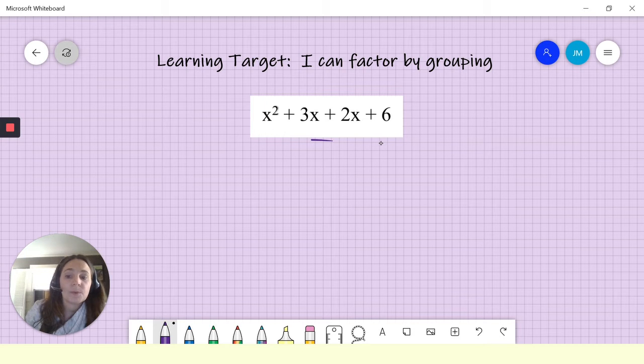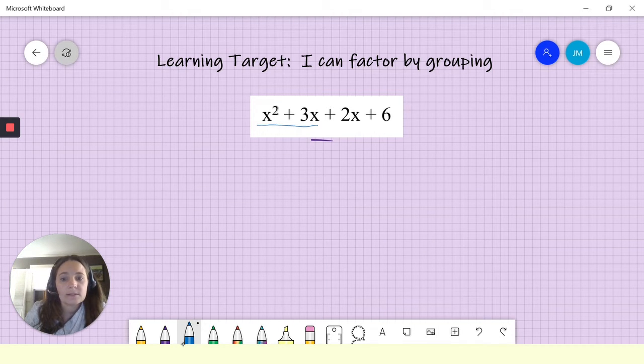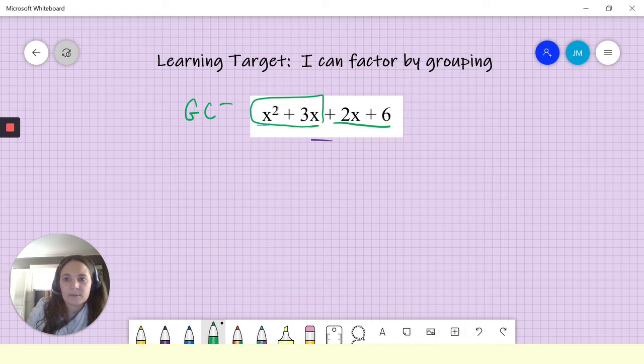So what we're going to do is we're going to group it into two different problems. We're going to start with x squared plus 3x, and then our other group will be the 2x plus 6. Okay, so we're going to first imagine that we just have x squared plus 3x, and we are going to factor by the greatest common factor. Okay, they do not both share a number, but they do have an x in common. This first guy has two x's and this guy has one x. So they both share an x, so I'm going to pull an x out. So what is left? We have an x plus 3.